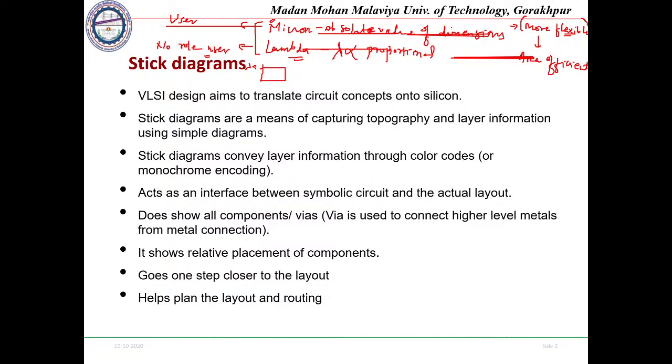Before going for a layout design, how do we go from a circuit? Suppose an NMOS is there. Once this NMOS is designed, this is called a schematic. Once the schematic has been designed, we go for its layout design. Then we will be designing its layout, which we call the physical layout. But in between going from schematic to layout, we have another step called the stick diagram.